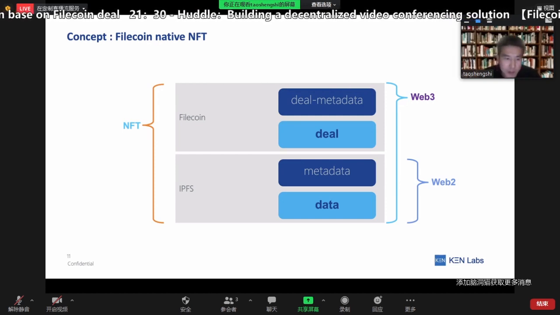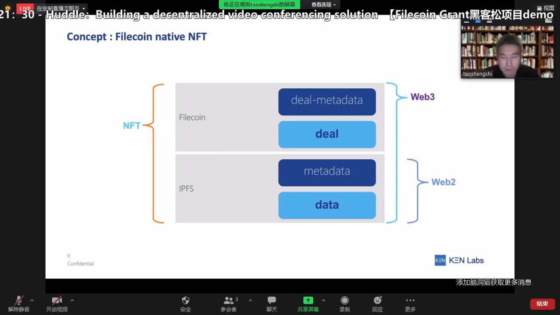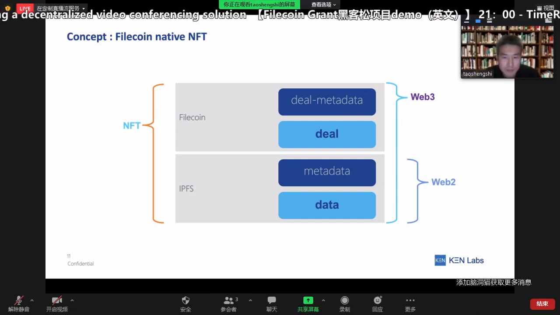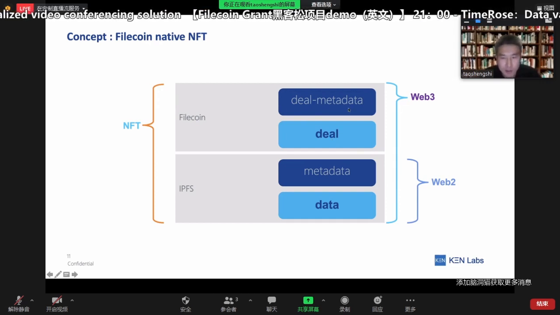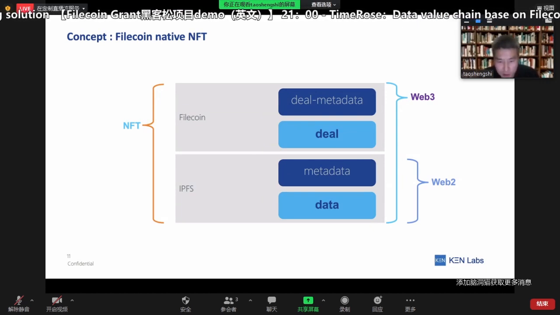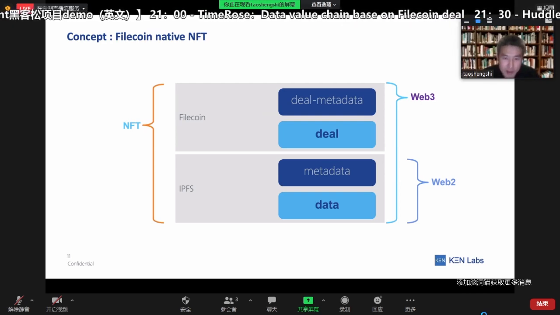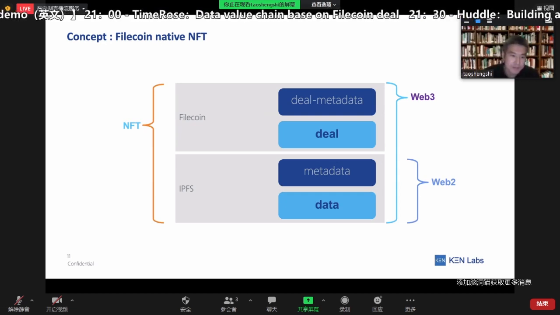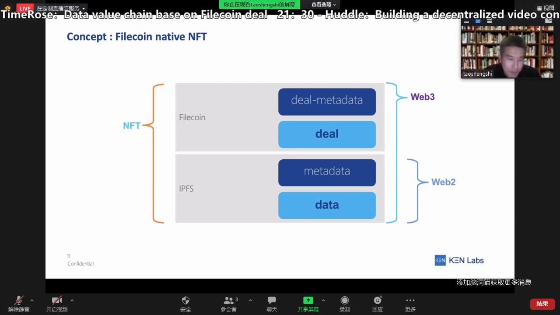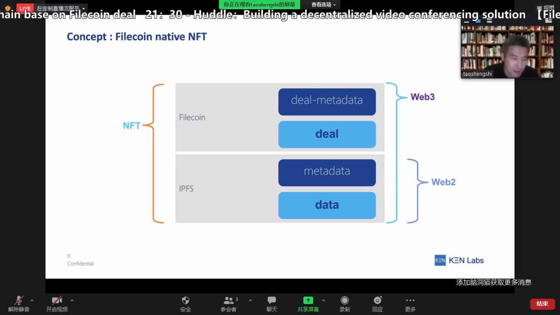But in the Web3 ecosystem, we think the deal and deal metadata are very important for the fundamental data infrastructure. That means we can add the deal and the deal metadata to the data and metadata. We can get very rich background information about data and metadata from Web2 applications, but deals and smart contracts are special to Web3. We also think NFT should not be based only on IPFS, but should be built in Filecoin as a deal to track the lifecycle of the NFT.